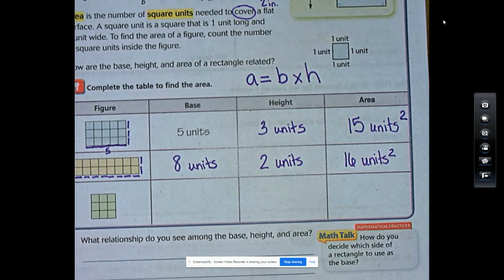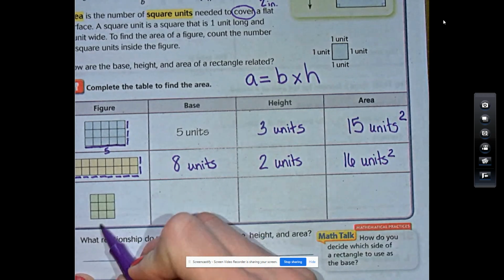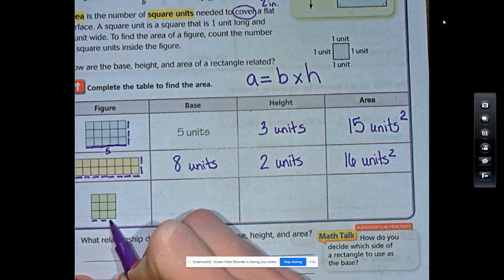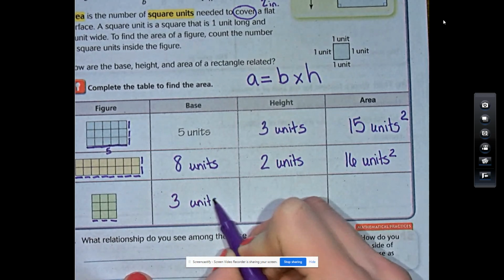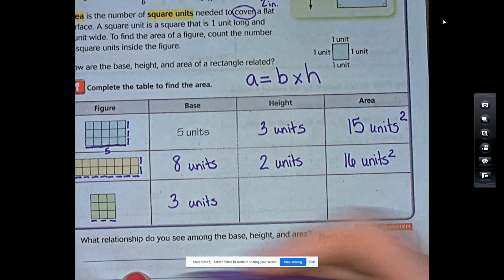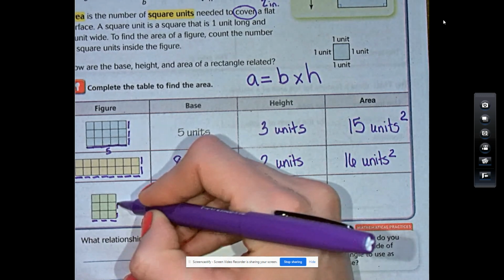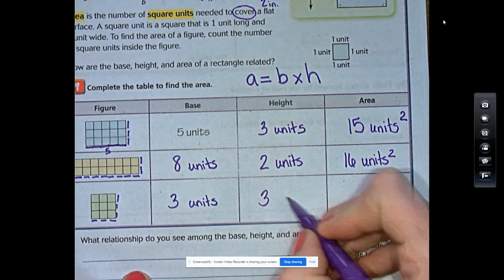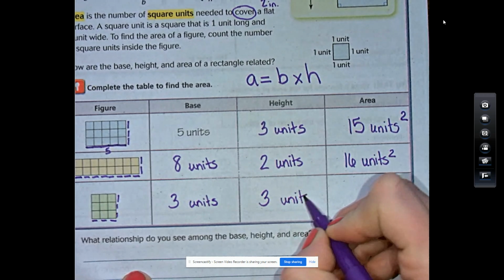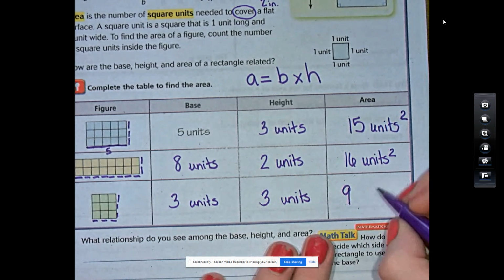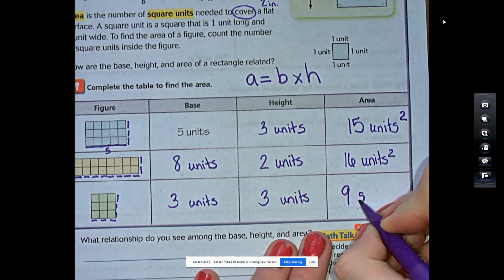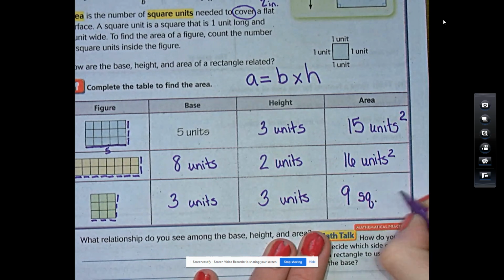And in perimeter, we had to figure out all 4 sides. You don't have to do that with area. You only need to know 2 sides, so that's the cool thing. Okay, the green one, my base is 3 units. Okay, my height, 1, 2, 3, is 3 units. It's like your building, right? 3 times 3 is 9. Okay, this one I'm going to write the other way, just so you see it both ways. 9 square units.